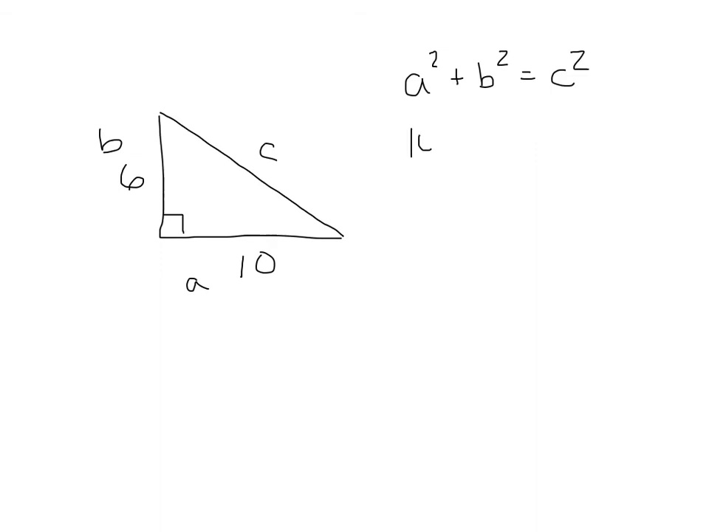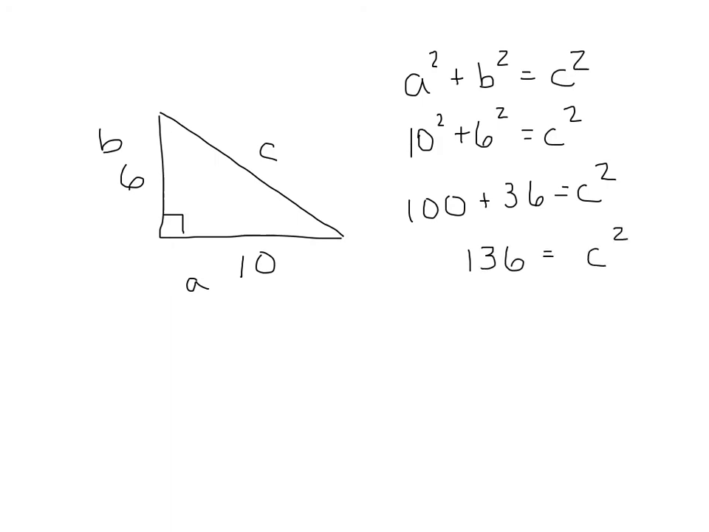I know that 10 squared plus 6 squared would equal c squared. 10 squared is 100. 6 squared is 36. It's equal to c squared. 136 will equal c being squared. I must take the square root of both sides. So I'm left with the fact that c would equal the square root of 136.